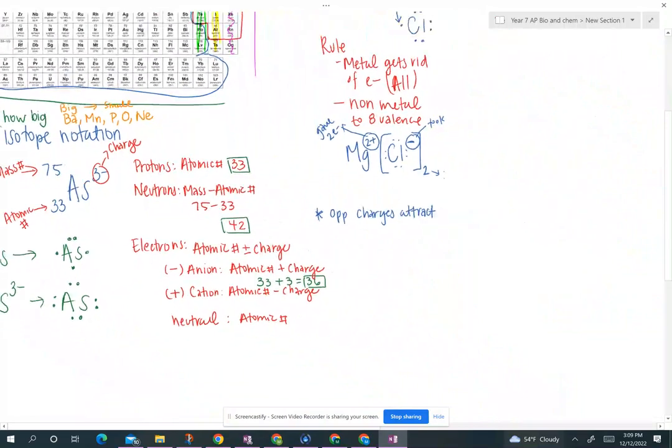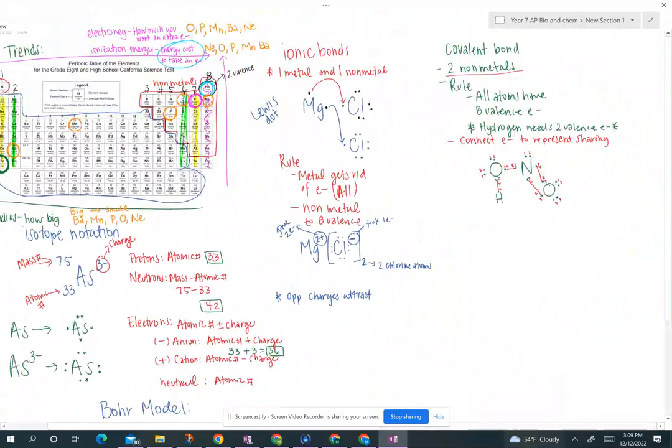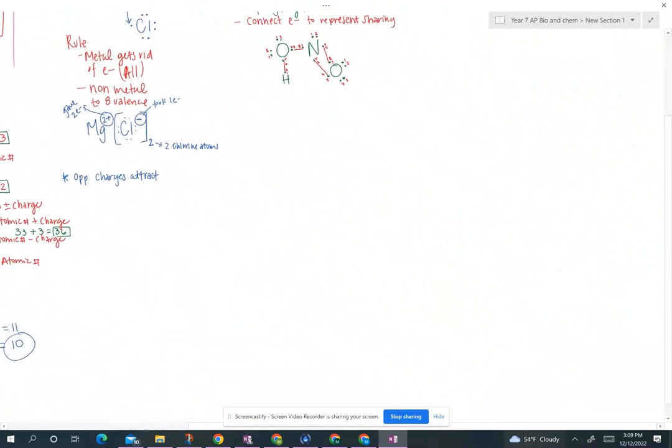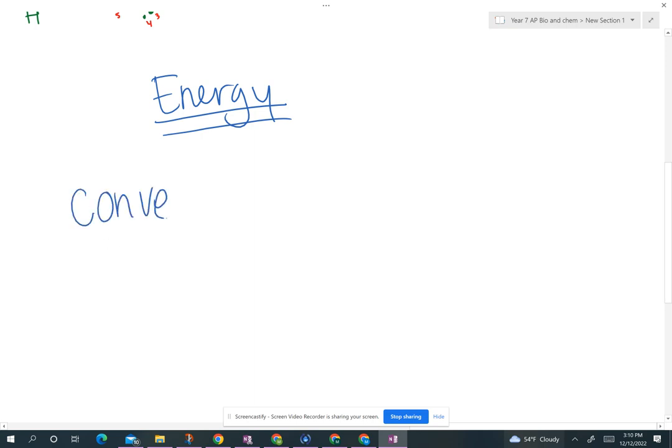So now that we covered this, we're going to go ahead and backtrack even further into some energy stuff that we went into at the beginning of the year. So we're going to talk about energy. And I'm going to start with the three types of heat transfer: convection, conduction, and radiation.